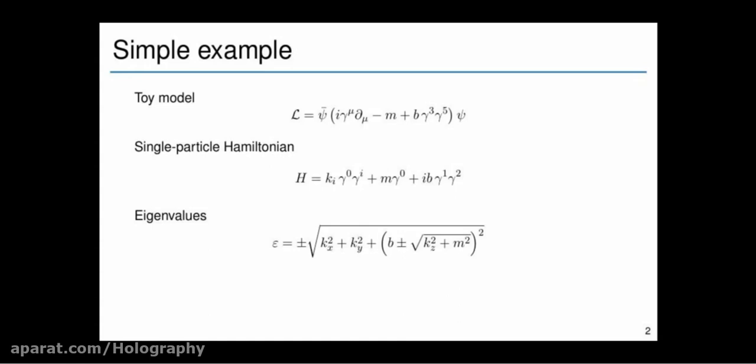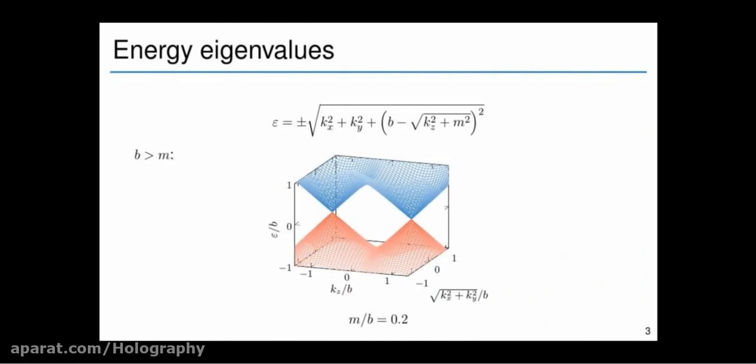Now if I plot these, their behavior depends crucially on the relative size of the 2 parameters B and M that appear in the Lagrangian. But for B greater than M, if you plot the eigenvalues, they look like this. On the vertical axis is energy, on the horizontal axis the momentum in the Z direction, which is the direction along which we had this axial gauge field, and on the axis into the screen are the momenta in the orthogonal directions.